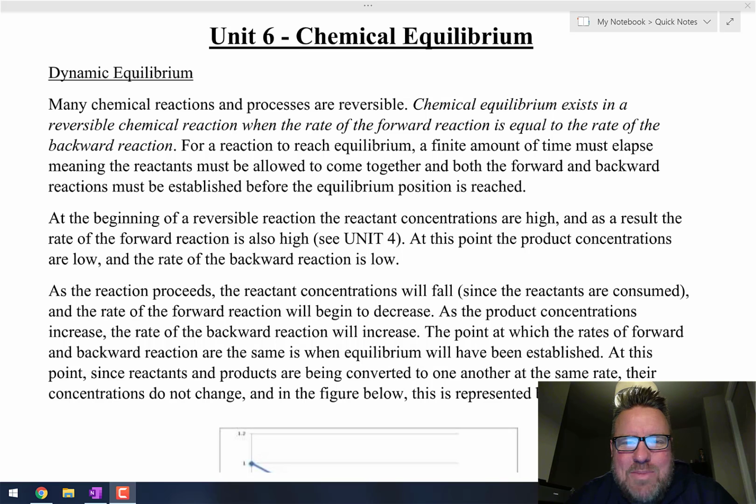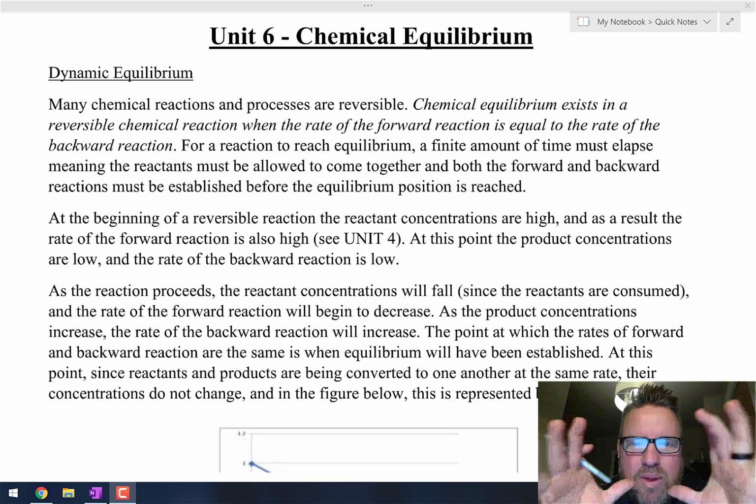Unit 6, Chemical Equilibrium. This is absolutely my most favorite unit. It's difficult, it's challenging, but it really is not as hard as it seems. I think a lot of times we're scared by the word equilibrium.